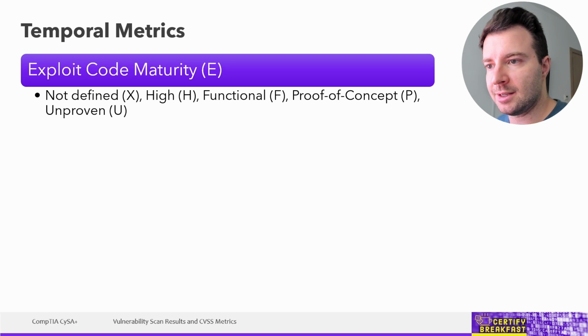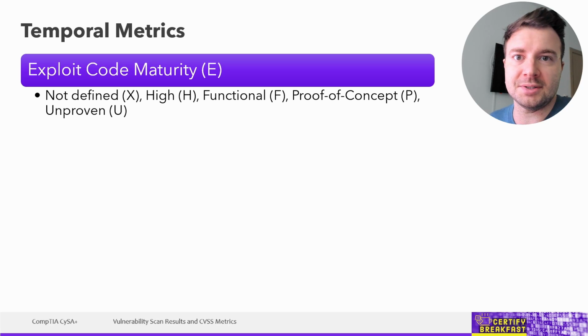Has it been defined? Is it readily available for everyone to use? Or is it just some type of proof of concept? Now, the metrics here are going to start with not defined, of course, which means that there is insufficient information to actually determine if there is an exploit or not. We can never be 100% sure that there is no exploit code out there, followed by a high metric, which means that there is a readily available code out there that can be used to exploit that vulnerability.